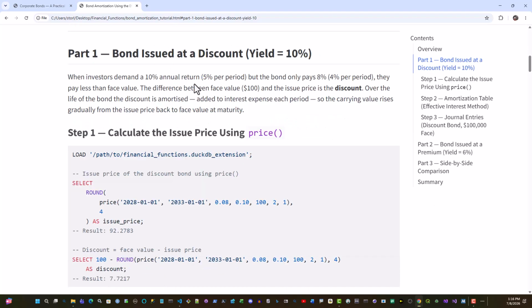So here is when you issue it at a discount, where the yield is 10% and the coupon rate is 8%. What we have to do here is split that 10% annual return into a 5% semi-annual return. The same is true for the 8% coupon payment, which would be 4% per period. So in other words, you're going to pay less than the face value. You're selling at a discount, and we're going to have to amortize over the life of the bond.